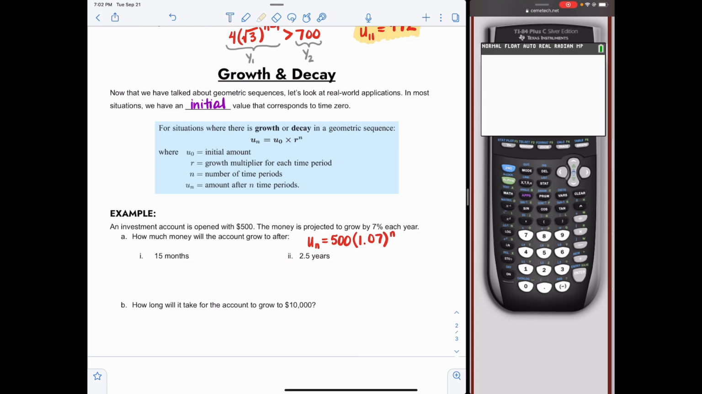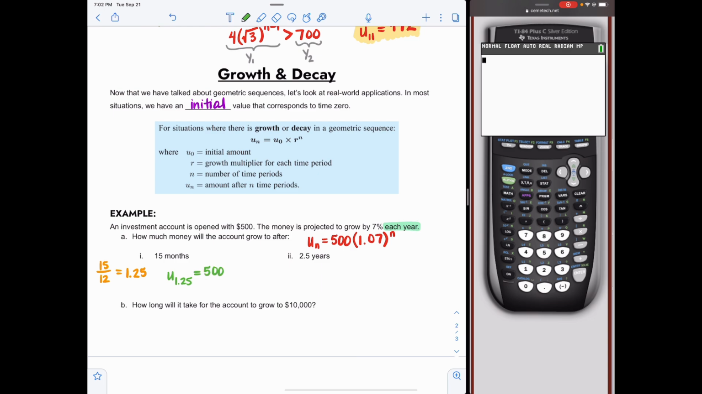We also need to understand that they said that this is happening each year. So in order to figure out how many years is in 15 months, we can just take 15 and divide it by 12. And 15 divided by 12 will give you 1.25. So if we're trying to figure out how much money is in the account after 15 months or 1.25 years, we can substitute 1.25 in.